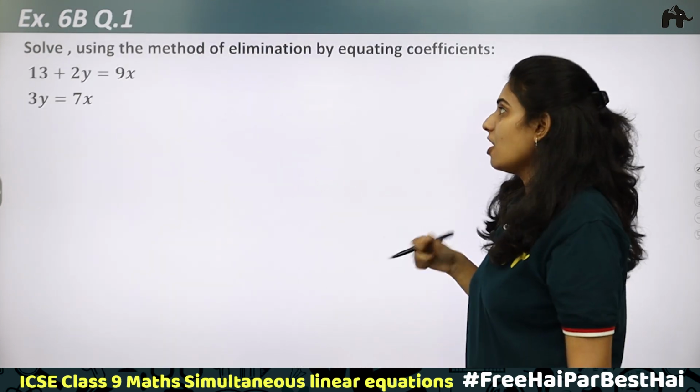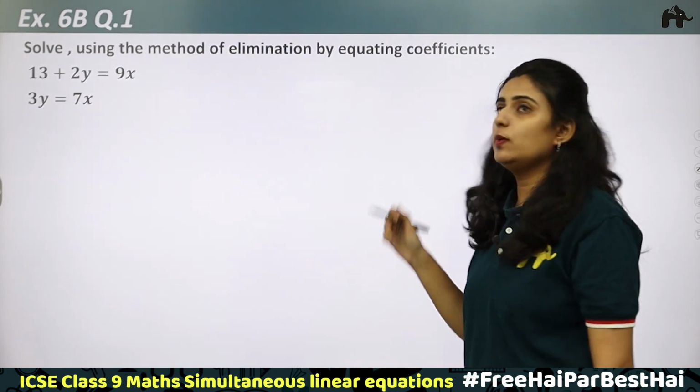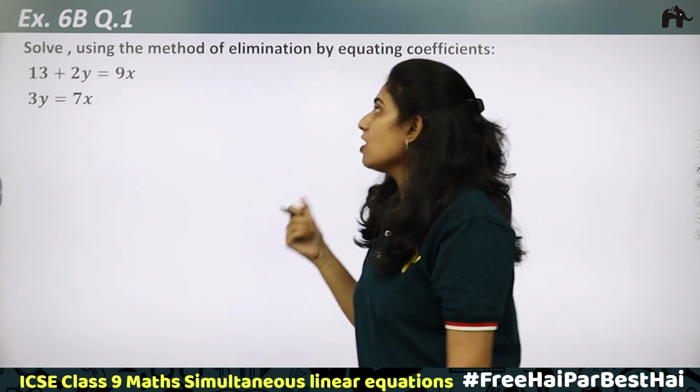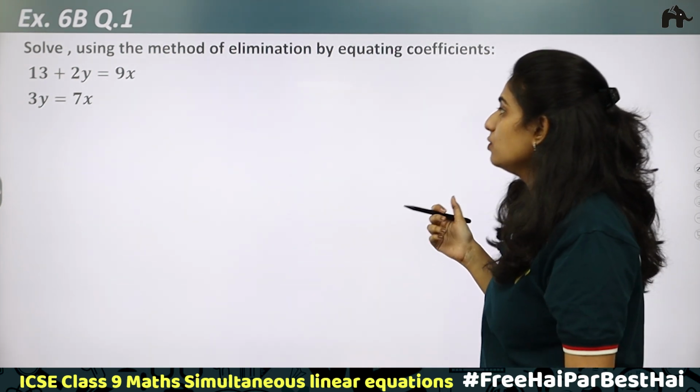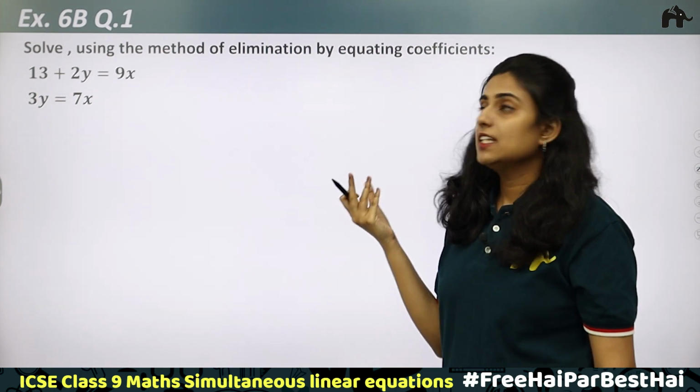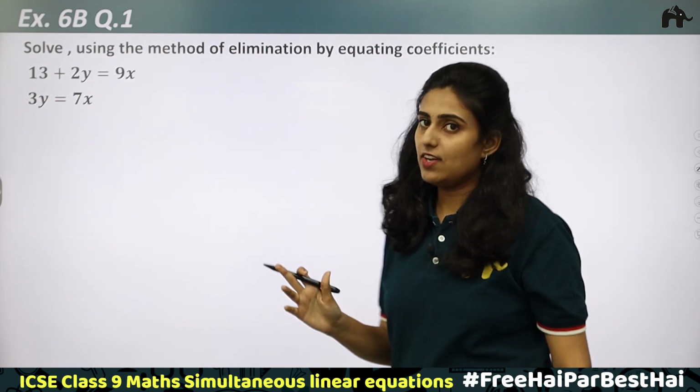Okay. Now, let us solve problems from exercise 6b, question 1 of exercise 6b. Solve using the method of elimination by equating coefficients. 13 plus 2y is equal to 9x. 3y is equal to 7x.